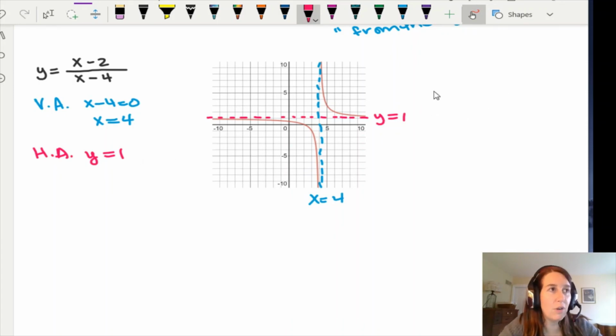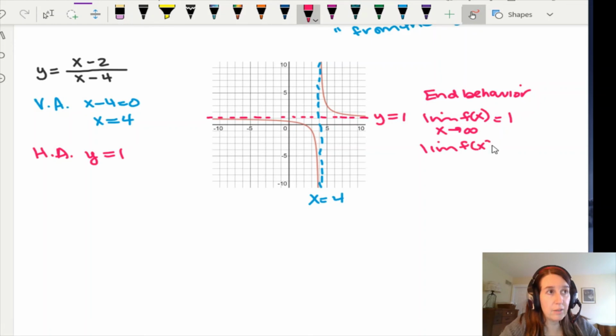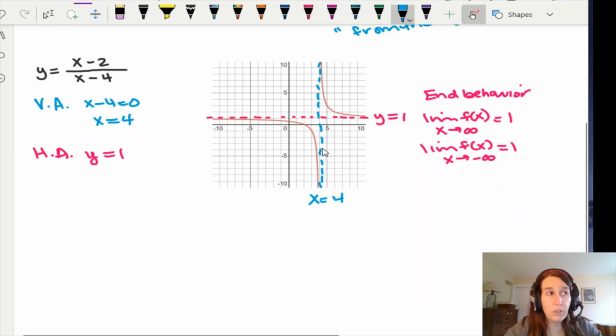So first let's do our end behavior limits. So that would be the limit of the function as x approaches infinity. Notice it's going towards the horizontal asymptote 1. And likewise, with negative infinity, it's going towards the horizontal asymptote of 1. Okay, going back to our vertical asymptote. Our vertical asymptote is at 4.